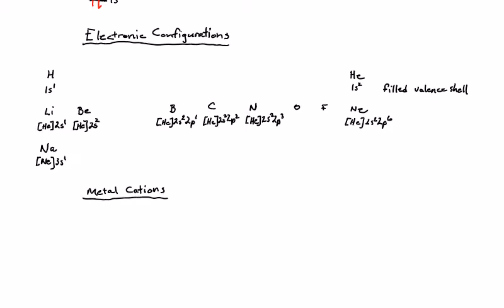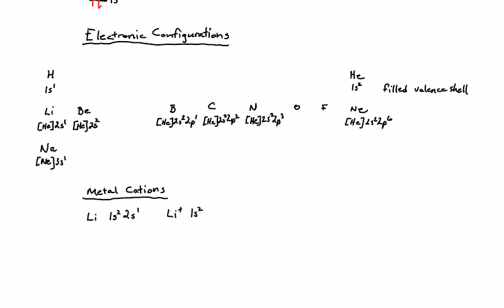Okay, now when we're talking about metal cations, we're talking about things that are positively charged and therefore have fewer electrons than the neutral version would have. So for example, we know that lithium as a neutral atom has the electron configuration 1s2, 2s1, whereas Li+, the most common cation of lithium, is going to be just 1s2. They'll have one fewer electron, and that electron comes from the highest energy electron that's present.